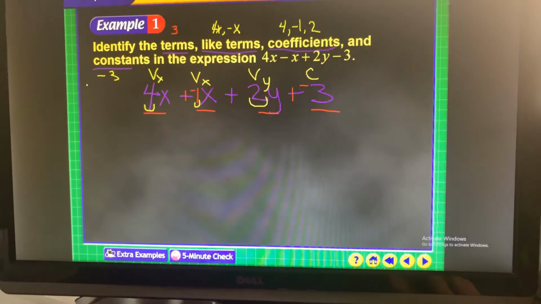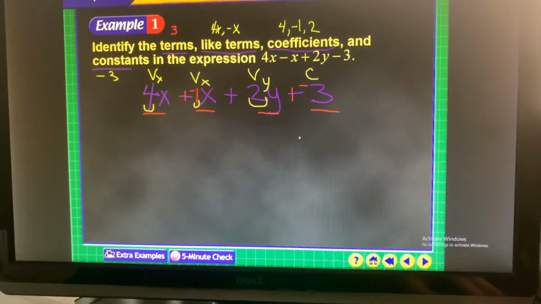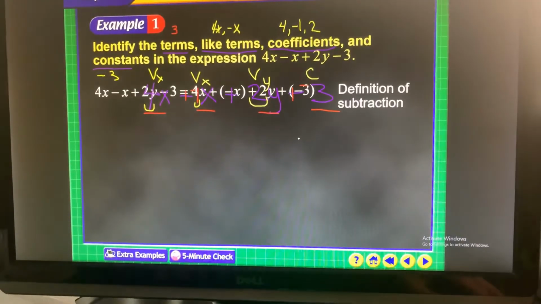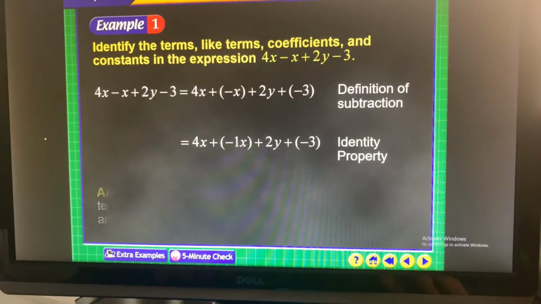So it's pretty easy to be able to identify those parts. Just make sure you understand what a like term is. I would put clues on top. Coefficients don't include the variable. They're the number next to the variable. And the constant is without the variable. So you went through it. There you go.